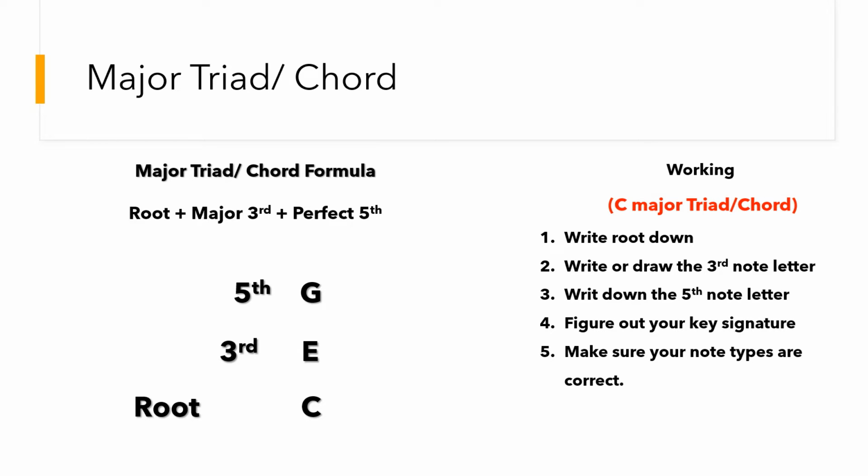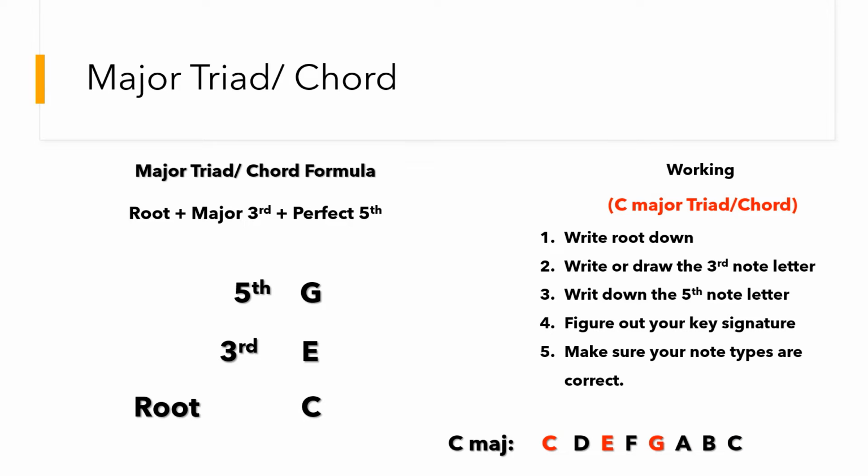Make sure that you put your note types in correctly. For a major triad or major chord, you need the root, which you have, and a major third. Now you just have the third, you don't have it major yet. So you need to work out if your E is a major, and if your G is a perfect, because that is the formula that we need.